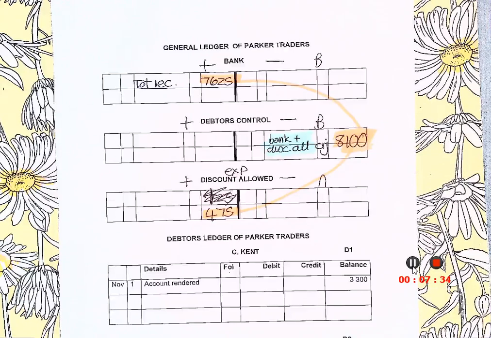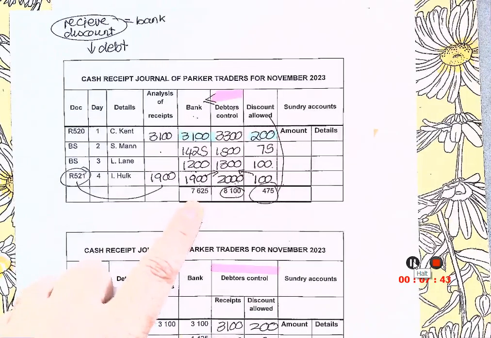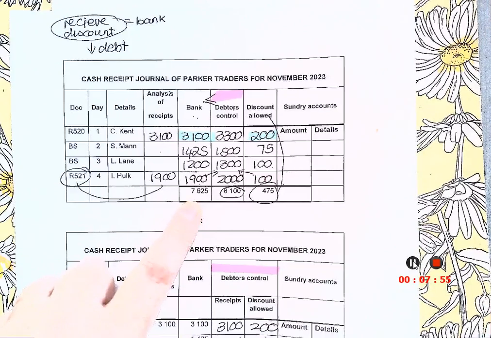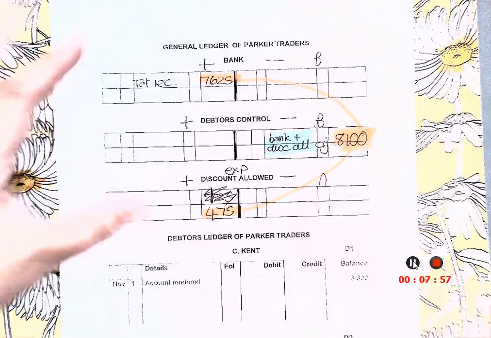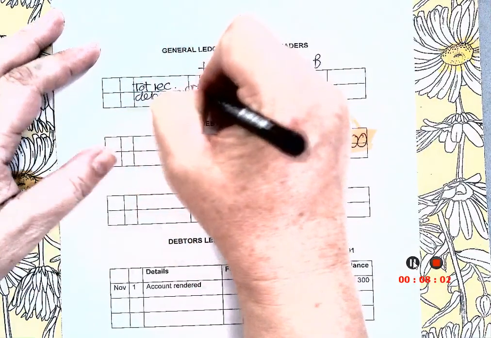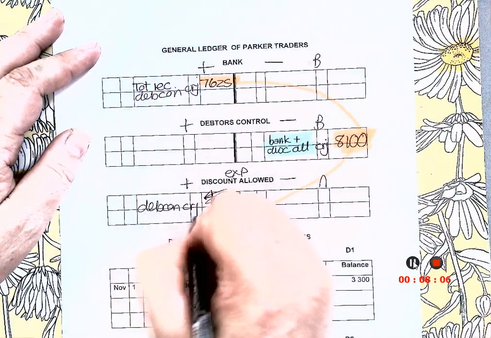Why do you write total receipts and not debtors control? Oh, because in this case I'm posting a journal and I'm posting totals. It won't be wrong if you wrote debtors control, right? It's just that I will very seldom in a test give you only debtors. But if you did write here debtors control, it's perfectly right. And here you will also write debtors control CRJ.